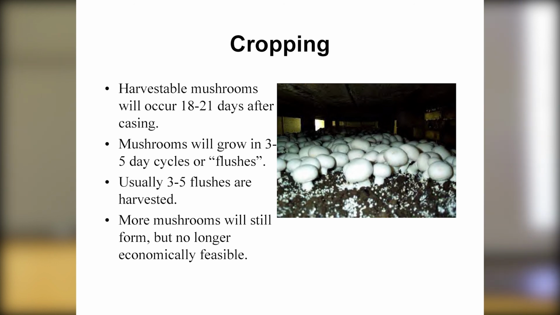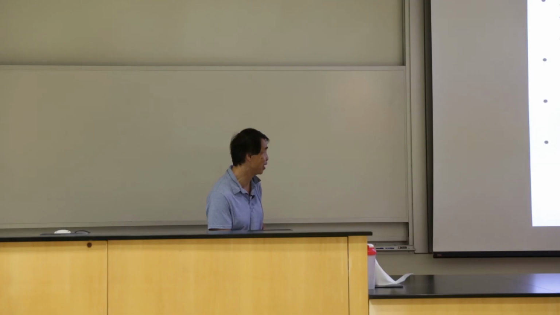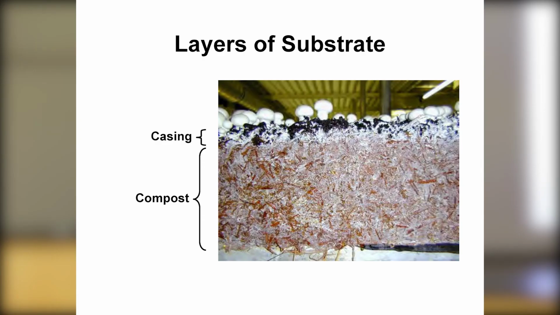Okay. Now, one thing you notice about this, you probably don't know this. This is a white button mushroom. Okay. Oh, let me show you. This shows you the different layers. Okay. Here's the compost. Here's the black is where the casing is, and here's the mushrooms growing on top.